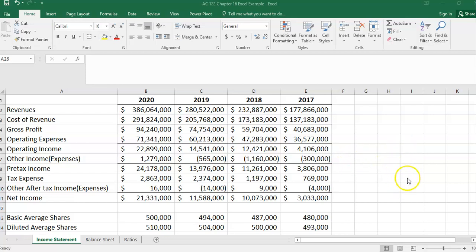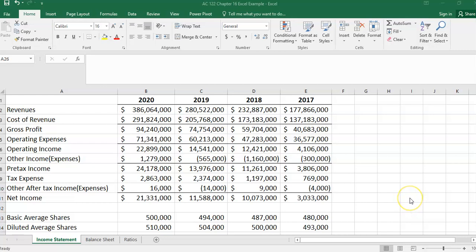In Chapter 16, we look at financial statement analysis. This is an example where we're going to do the three types of financial statement analysis on information for a company. The three types are horizontal or trend analysis, if you remember from the chapter, vertical or common size analysis, and ratio analysis.